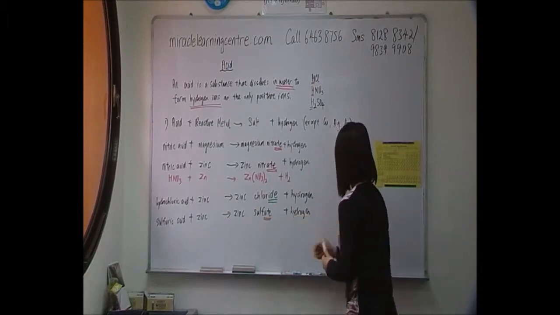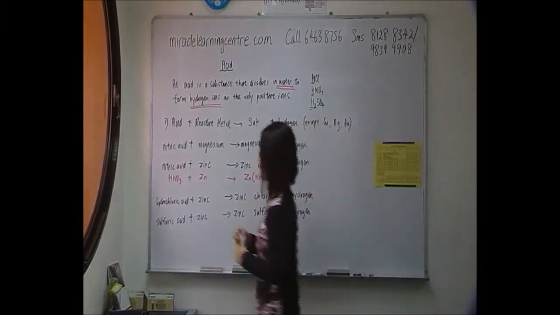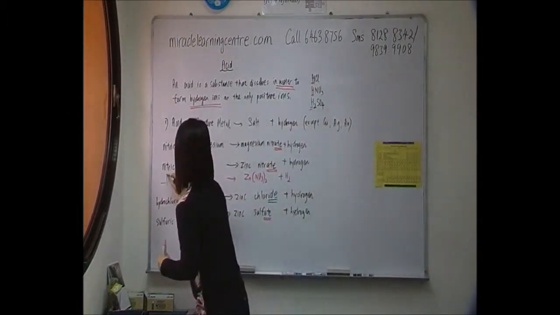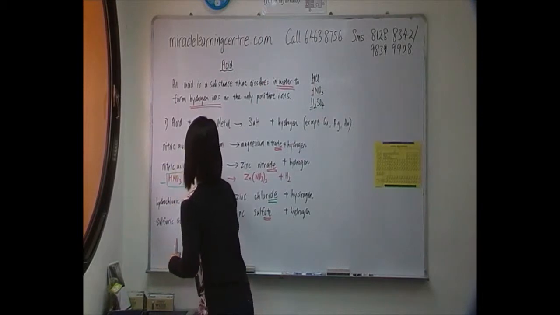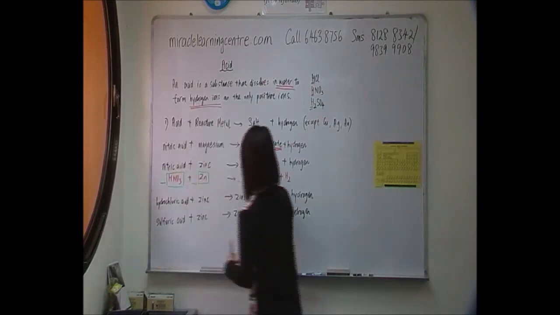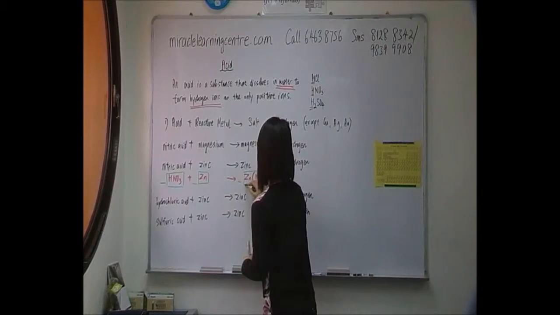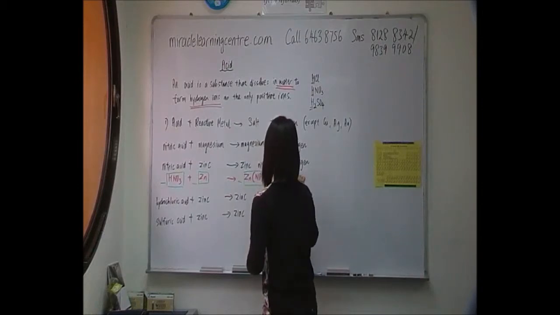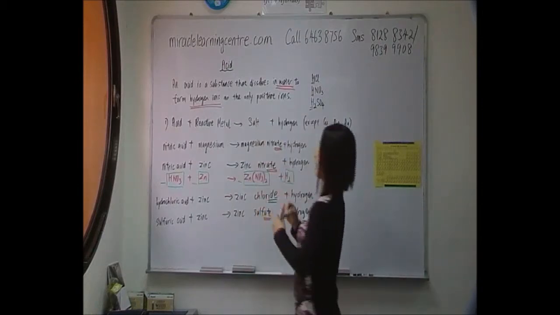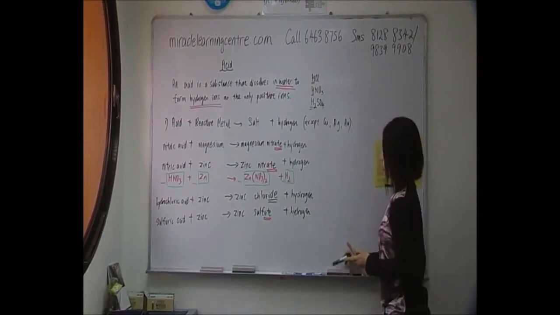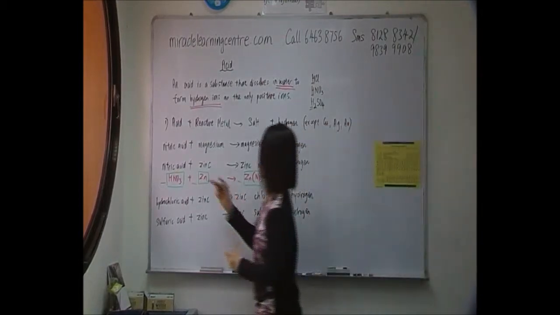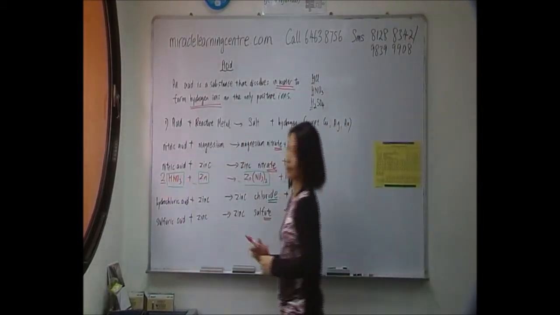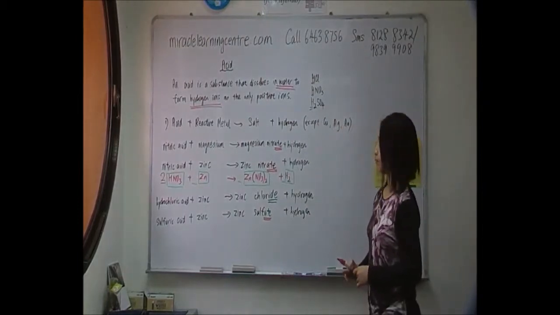When you balance equations, you can only write numbers in front. You cannot change any of the formulas. So what are you going to do? You can only add the number in front. So all you need to do is to add 2 in front to balance the equation.